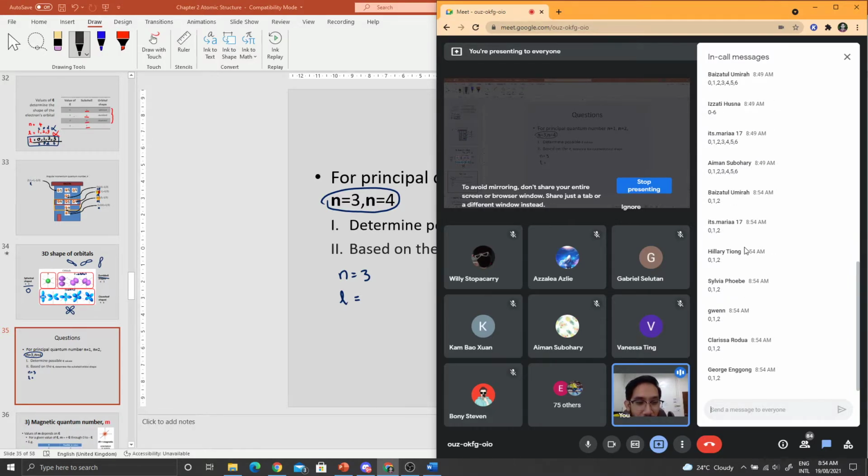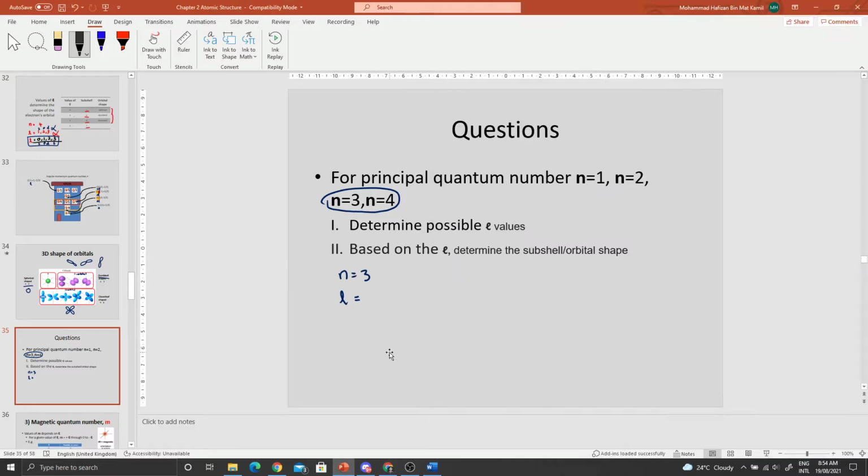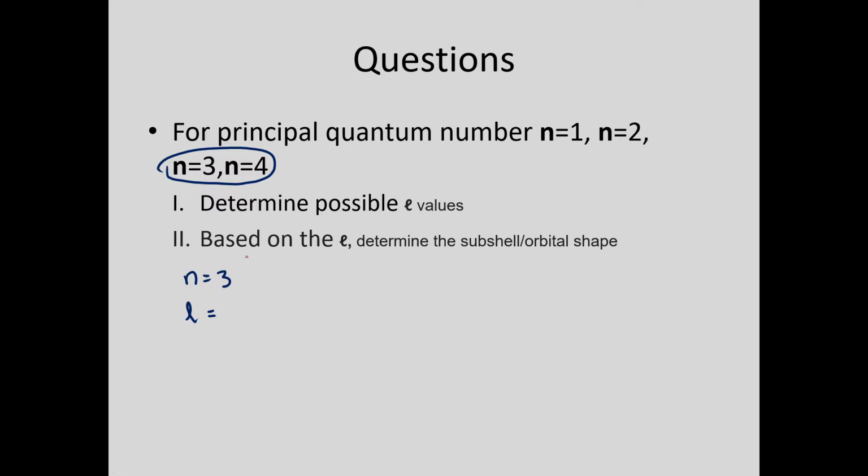Yes, n is 0, 1 and 2. Okay, very good. So if you see, the amount of L values, how many L values you have, corresponds to the number of n. So if n is 3, it means you will have 3 L values. It's just that it starts with 0, 1 and 2. So we have 3 L values, but our L value will never be 3. There will never be the number 3.